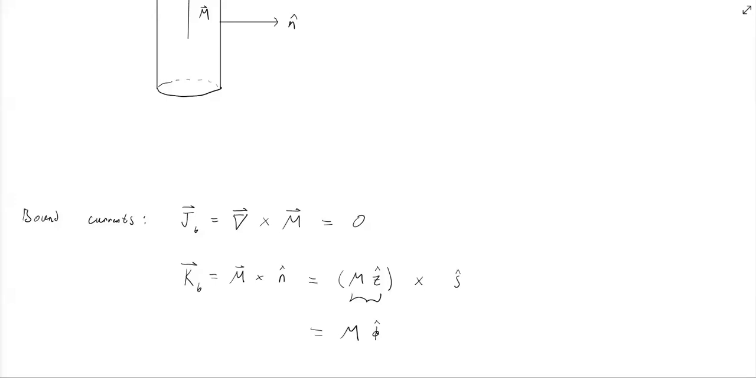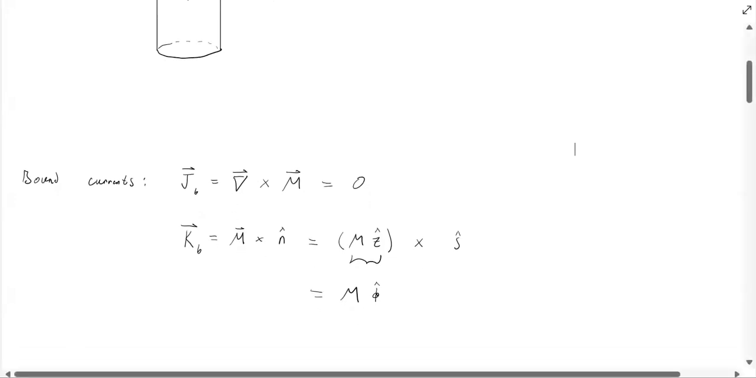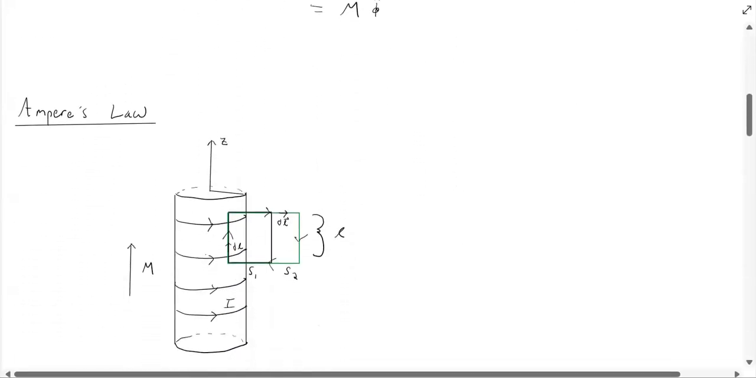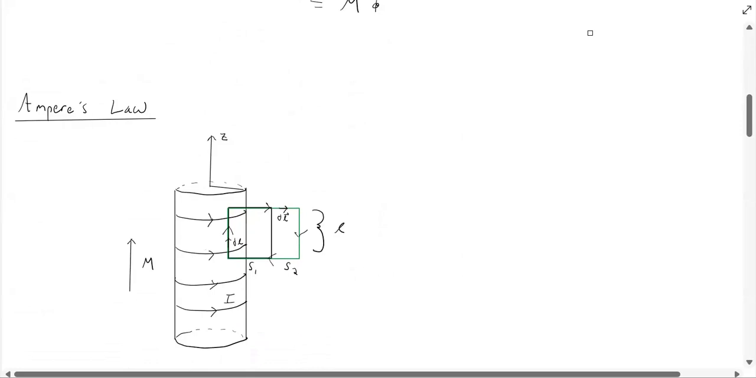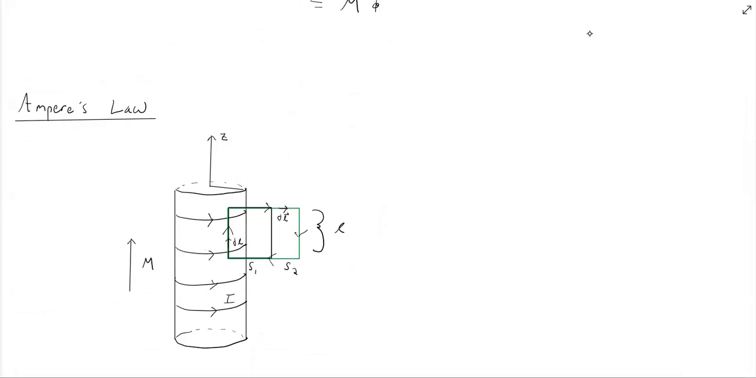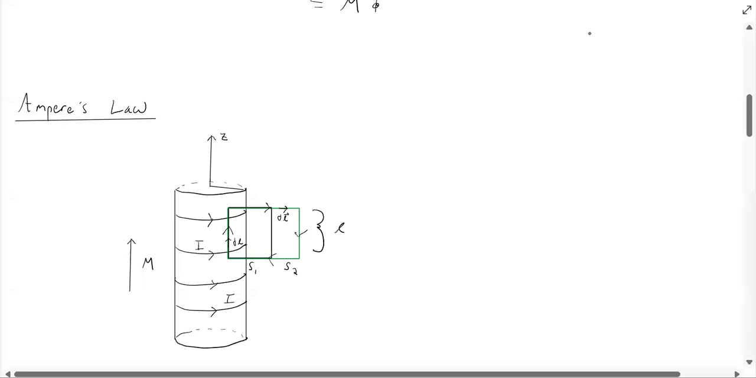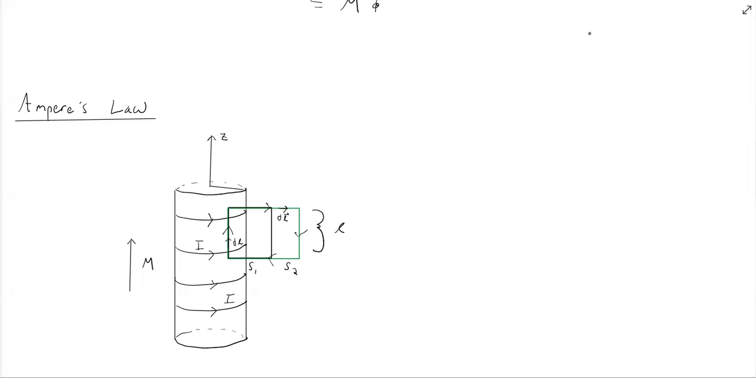That means we can treat this configuration as a solenoid, because the current points in the phi hat direction. To better visualize this, I've drawn a configuration where we can think of this infinitely long cylinder as a solenoid with closely wound coils, and in each of the coils, the current points in the phi hat direction. To proceed, we'll be using Ampere's law on this solenoid configuration.